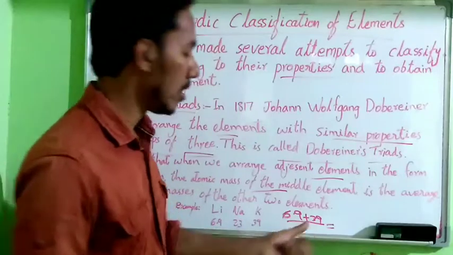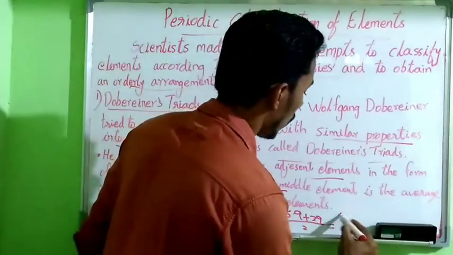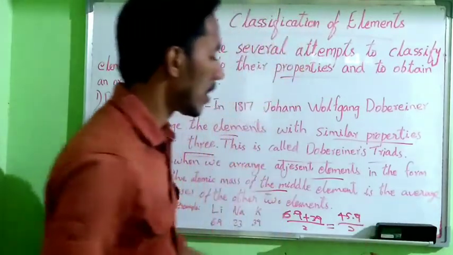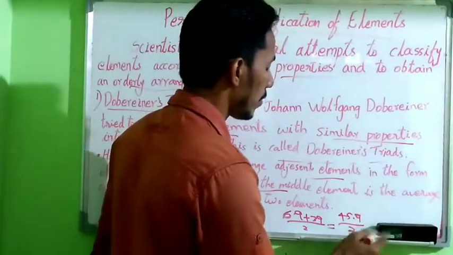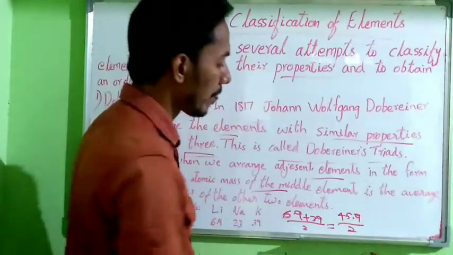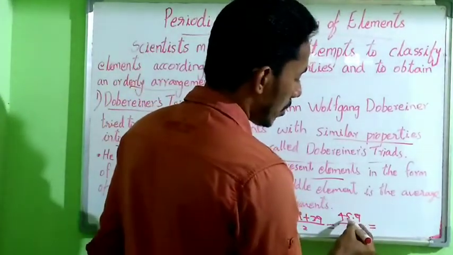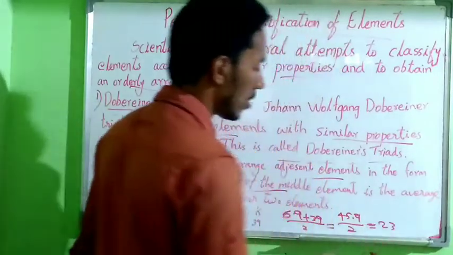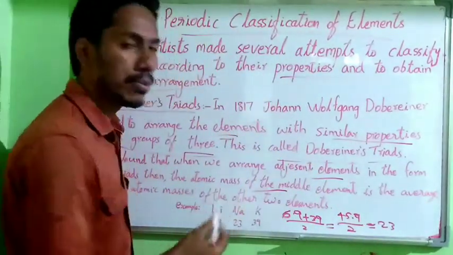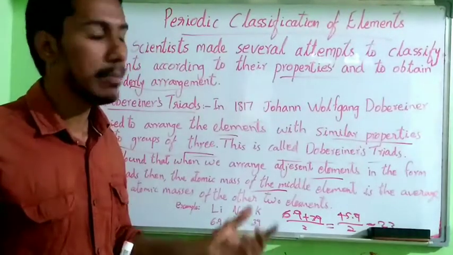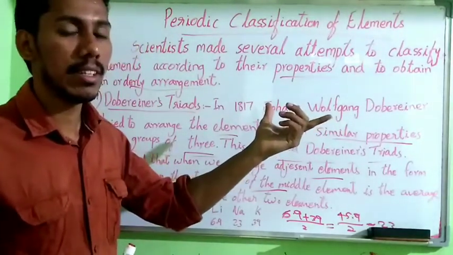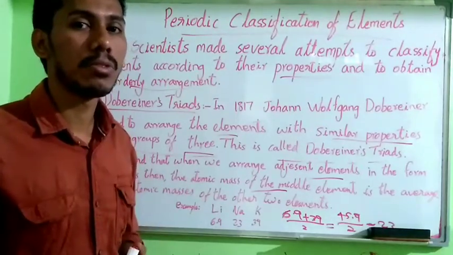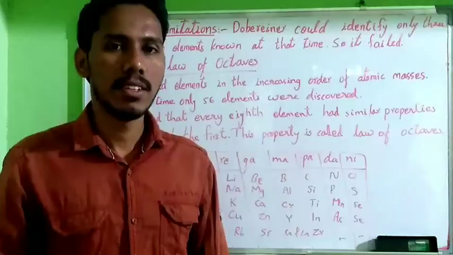6.9 plus 39 is 45.9, divided by 2. It is almost 46 by 2, so the answer is almost 23. That is the atomic mass of sodium. He made these triads. That is the first classification, and it is the starting of periodic classification.